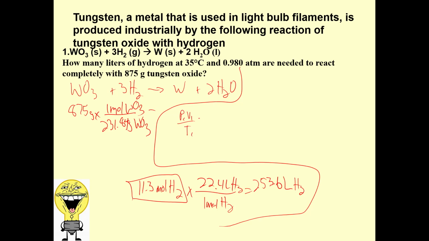P1V1 over T1 equals P2V2 over T2. So my original pressure is going to be 1. I'm at STP. My original volume is 253.6. And my original temperature is STP, 273. Equals my new pressure, 0.98. My new volume is what I'm solving for. And my new temperature is 273 plus 35, which is 308.